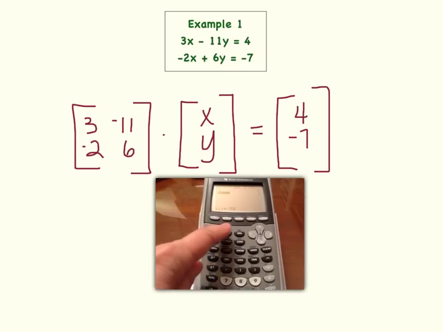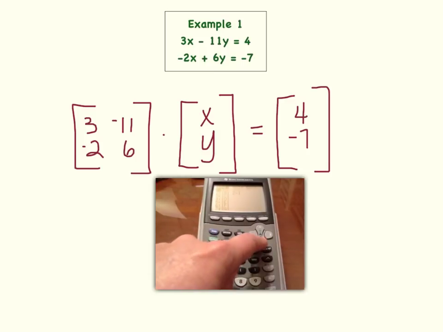Now I'm ready to hit second quit, because now I'm ready to solve and find my solutions. I go back to second matrix, and now I'm just going to hit enter because it's at number 1, which is the A matrix. Then I'm going to hit the inverse key, that x to the negative 1 key. And then I'm going to do second matrix again, but this time I'm going to go down 1 until I'm at matrix B. I hit enter, and I hit enter one more time. Now you see I have two solutions. The top solution is the solution for x, 13.25. The bottom solution is the solution for y, which is 3.25.